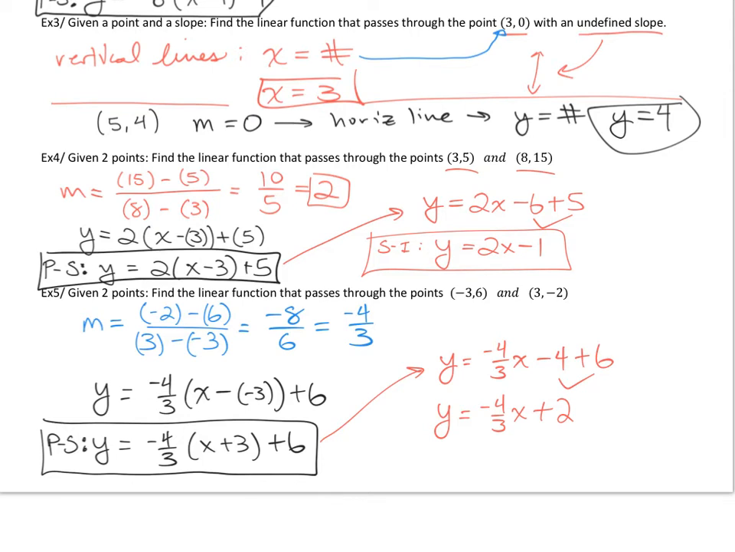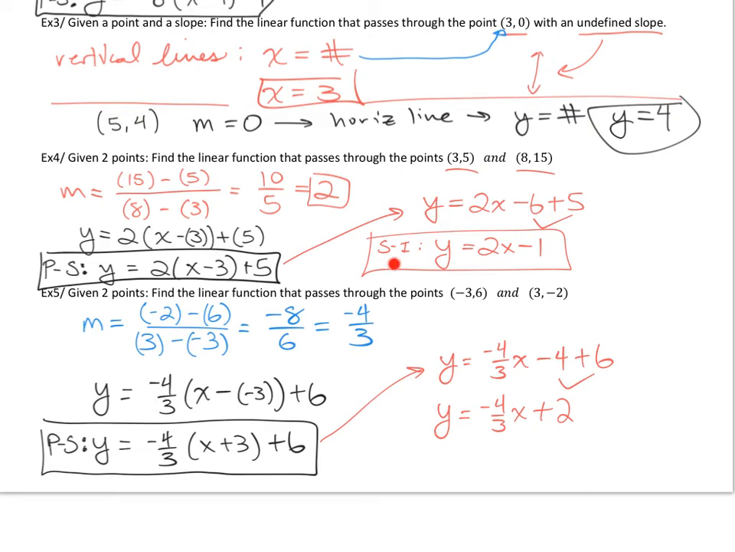So one version of the point slope form might look like this: y equals 2 times x minus 3 in parentheses plus 5. If you chose the other point, you would have y equals 2 times x minus 8 in parentheses plus 15 on the outside. The cool thing is whichever point you used, when you distribute the slope, the 2 times the x and the 2 times the negative 3 gives you the negative 6. And when you combine the terms over here, you will get the same slope-intercept form every time.